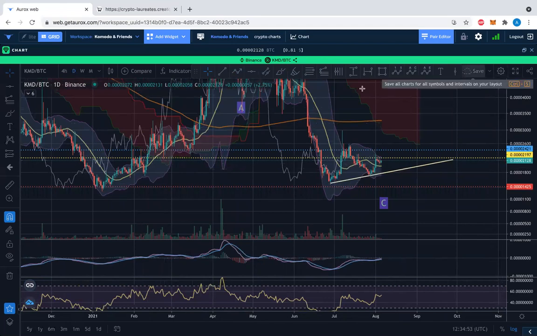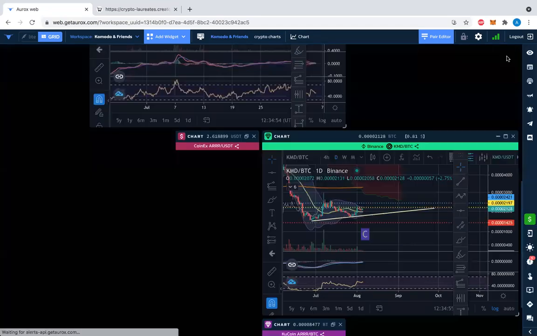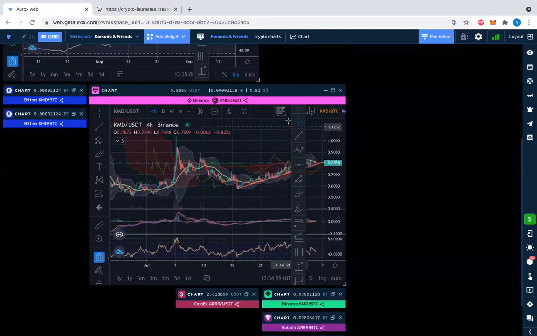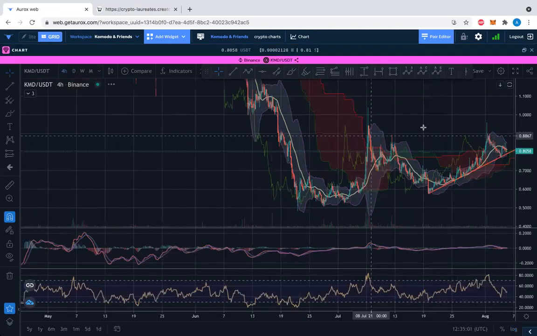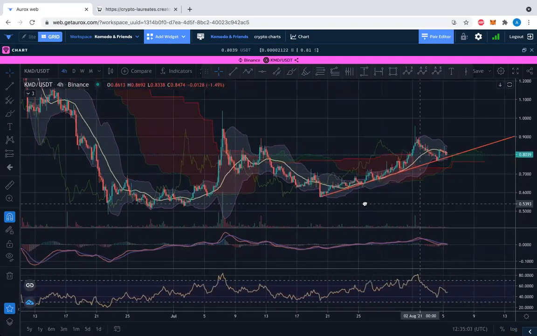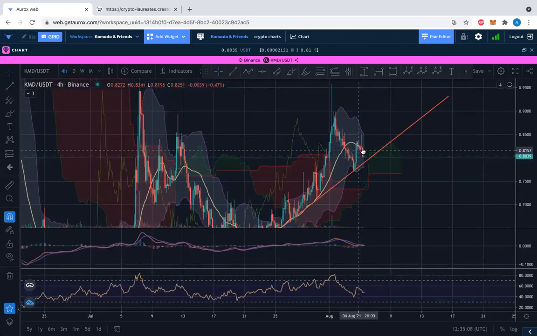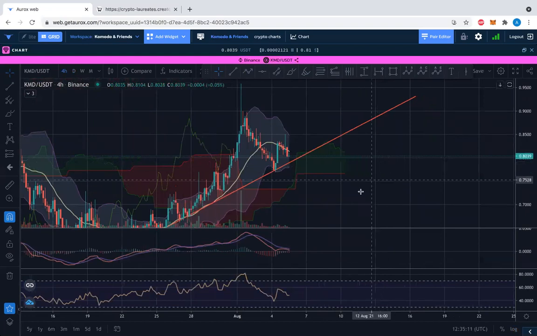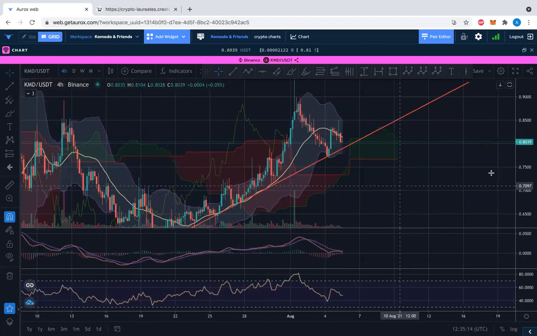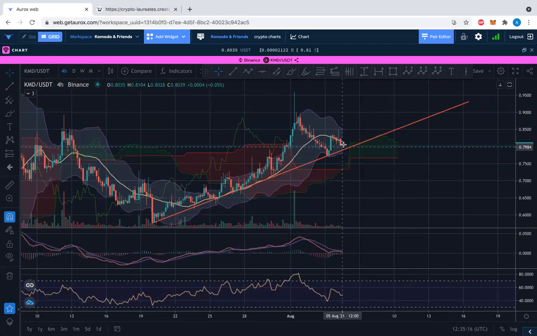KMD BTC. I'm not even going to go to the weekly right now. Let's go to our USDT, KMD USDT. We are above the cloud here, trying to fight with that 20 period average, but we're not holding it. So less on the 4 hour, less confident. Plus, however, we've got this trend line for support. Yet at some point it needs to be broken. However, look, we've got this Ichimoku cloud as well for potential support.